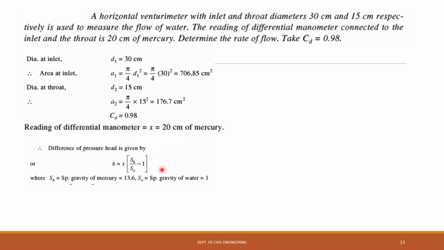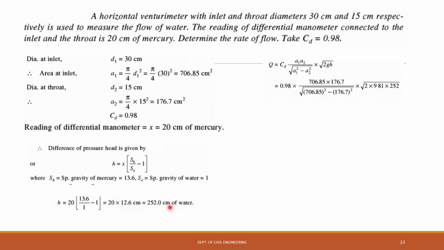You can use the equations of case 1. So this is the equation of case 1. Substitute the values and you will be getting the value of H as 252 centimeters of water. Okay. So see now H is in terms of the flowing fluid, that is water. Now this is the equation for discharge. CD is given, all the values are known.